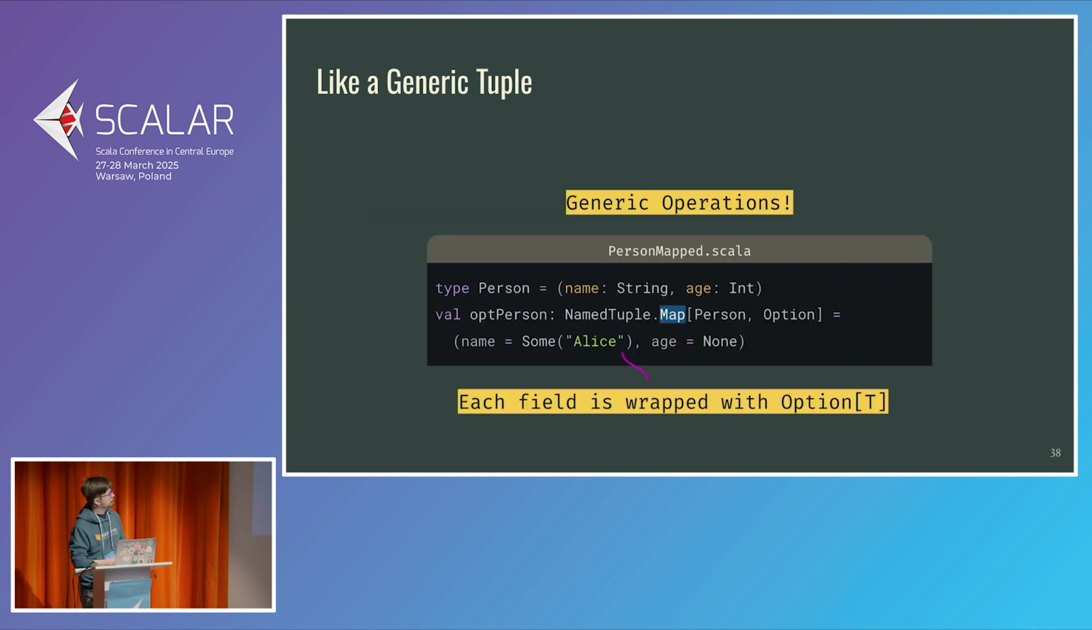There's other convenient things. So we have this map operation. So this is like a match type. And what it could do is, let's say, box each of the value types in Option. So if I want to construct an optional person where each field is an Option, I can do that. So like it has a name but doesn't have an age.